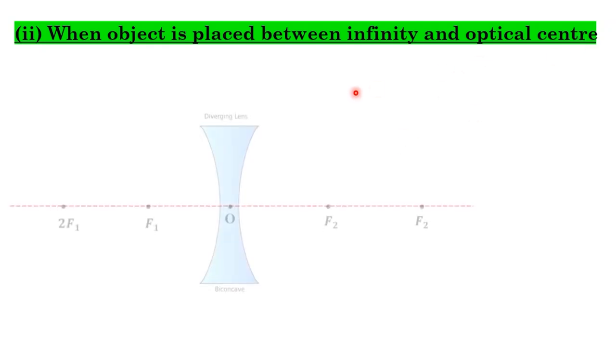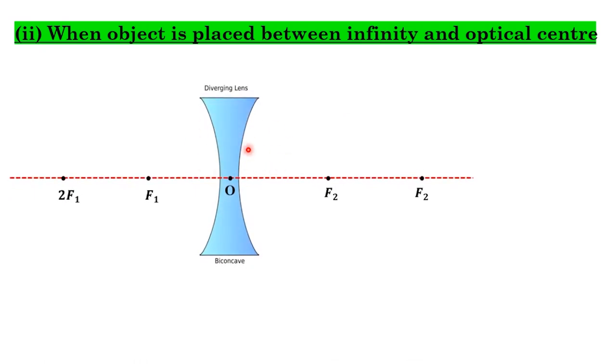Where will be the image? So this is our concave lens. So suppose this is our object placed between F1 and 2F1, but it is not necessary to mention the point, because object can be placed anywhere between infinity and O. Its image will be always formed. Let us see. So first ray will go parallel to the principal axis. After refraction it will diverge, but it appears that it is coming from F1.